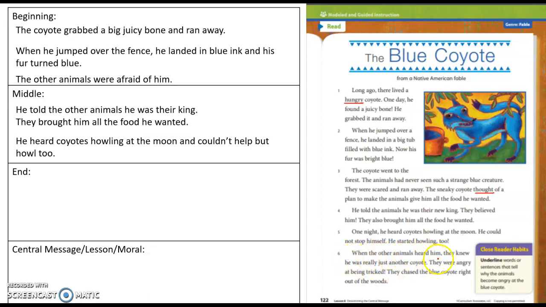When the other animals heard him, they knew he was really just another coyote. They were angry at being tricked. They chased the blue coyote right out of the woods.